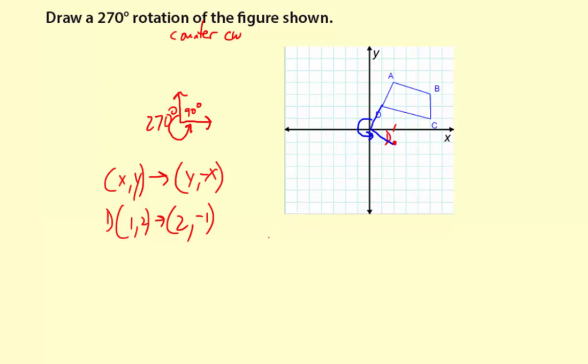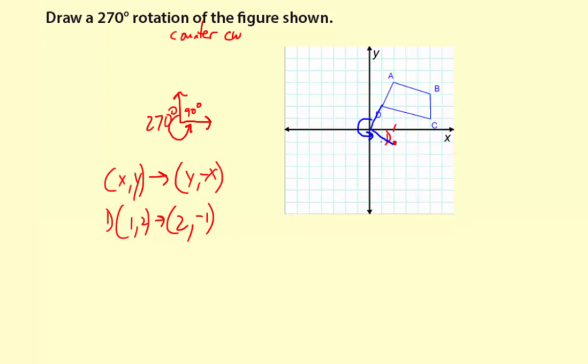And there are a couple of different ways you can do these. You can use tracing paper and just go around. You could trace the pre-image and then actually rotate it and figure out where the image would be. You can use a protractor, measure the angle, and then draw each one out by hand that way. Or you can find the pattern in the coordinates.